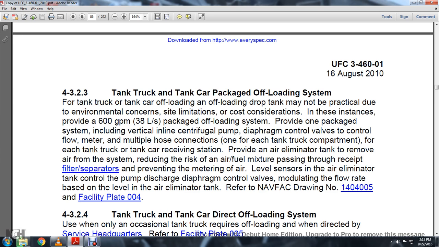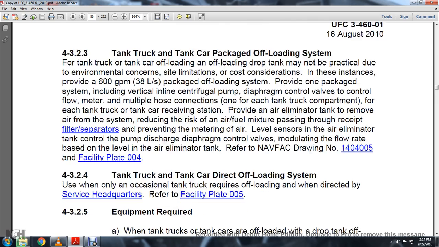The receiving station is provided with an air eliminator tank to remove air from the system, reducing the risk of an air and fuel mixture passing to the receipt filter separator and preventing the meter from registering air. Level sensors on the air eliminator take control of the pump discharge diaphragm control valve, modulating the fuel rate based on the level of the air eliminator tank. Refer to the Navy FAC drawing number 4404005 or facility plate 0404.